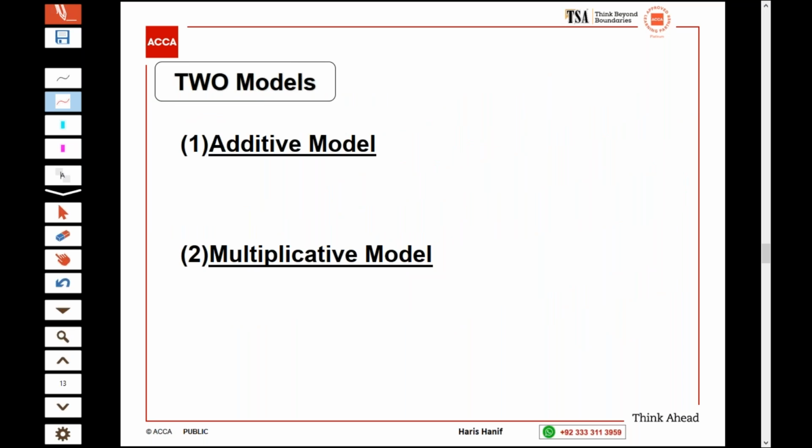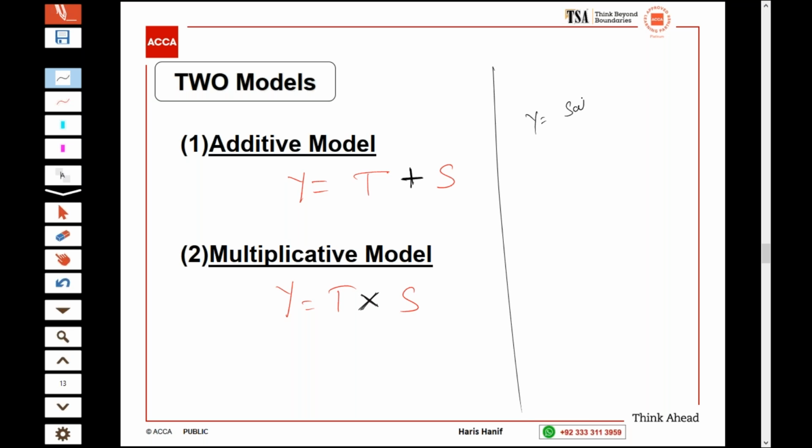Now see the thing, there are two models, additive and multiplicative. In the additive model, it is Y equals T plus S. In the multiplicative model, it is Y equals T times S. What is the difference? The additive means plus, the multiplicative means multiply. Y is sales units, T is trend, S is seasonal variation. In the additive model, the seasonal variation will be added to the trend. In the multiplicative model, the seasonal variation will be multiplied.